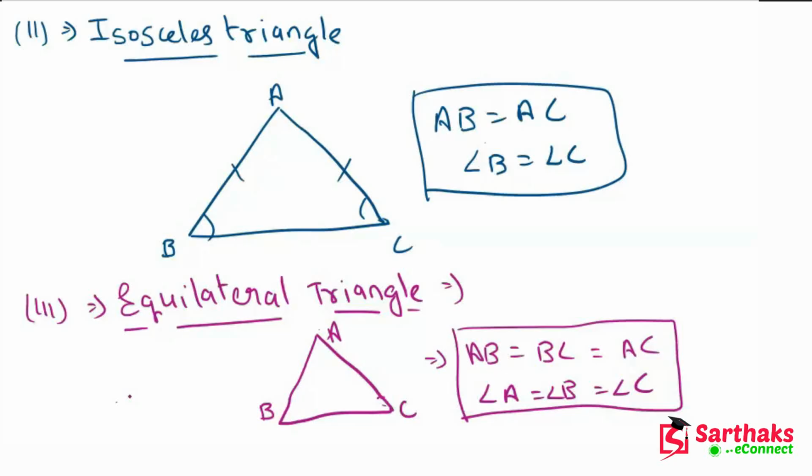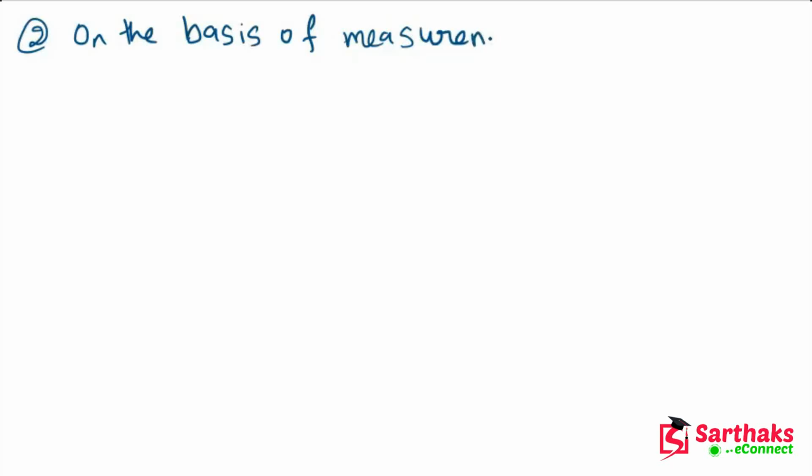So now, the types of triangles on the basis of measurement of the angles. On the basis of what? Measurement of the angles. So the second type is on the basis of measurement of the angles.